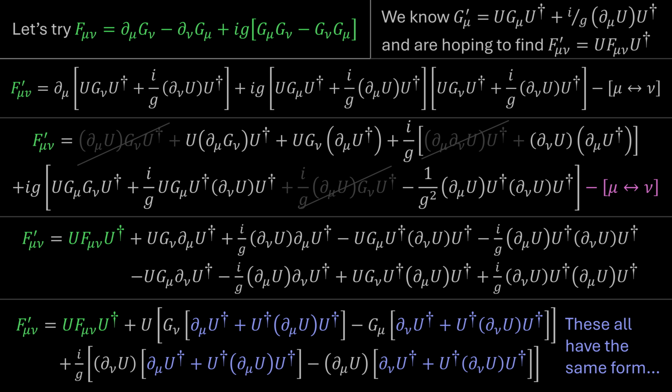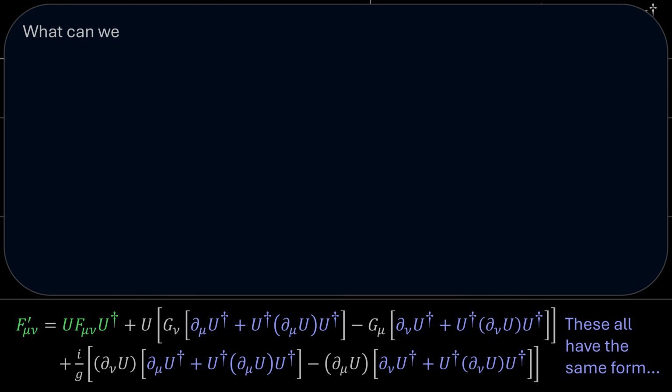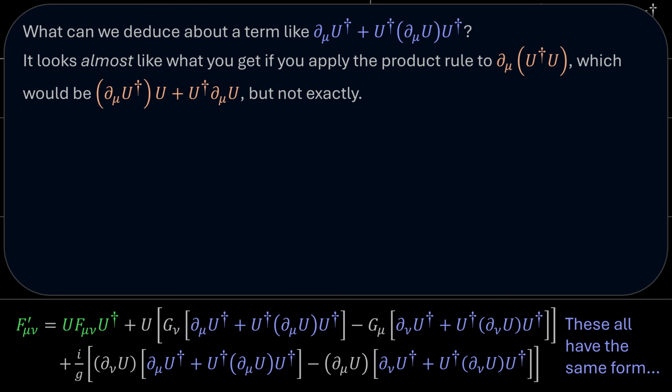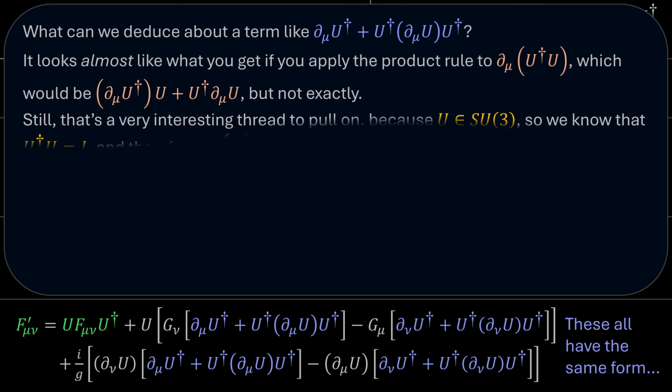But you know what? In math and physics, it's not about hope. It's about figuring it out. So what can we deduce about a term that has this kind of structure? Well, it looks almost like what you'd expect if you applied the product rule to the derivative of U dagger U, because that would be the derivative of U dagger times U plus U dagger times the derivative of U. And that's almost a pattern match. So you're like, okay, maybe we can almost do a reverse product rule here somehow. But it doesn't quite fit, not exactly.